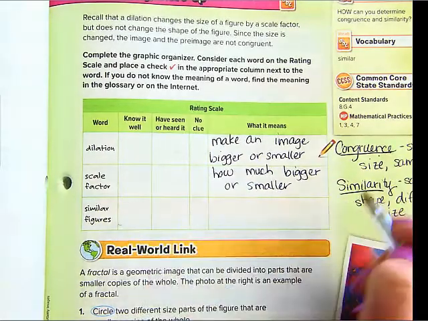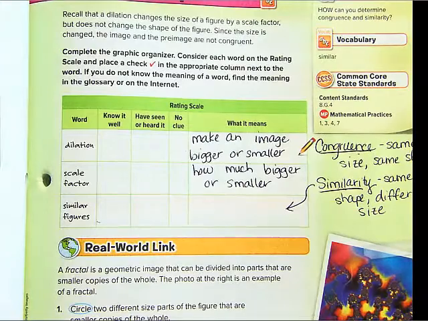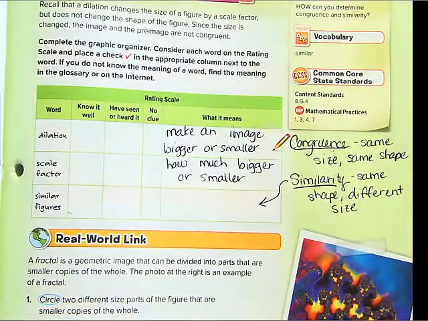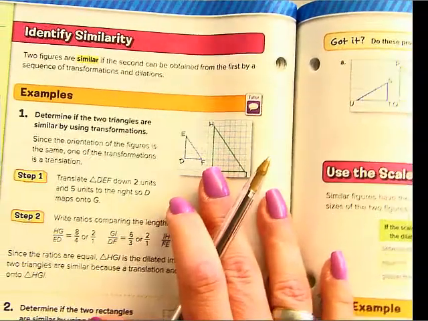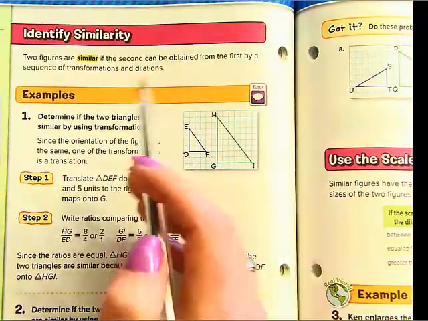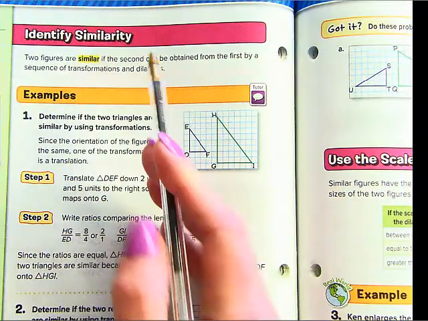And then similar figures, we've already talked about what similarity means. Similar figures means that they're the same shape, different size. Okay, I'm actually going to skip over some of this stuff, and go right over here to the next page. We're on page 538, and 538 has the actual definition of similar. Similar means that it's going to have a transformation.